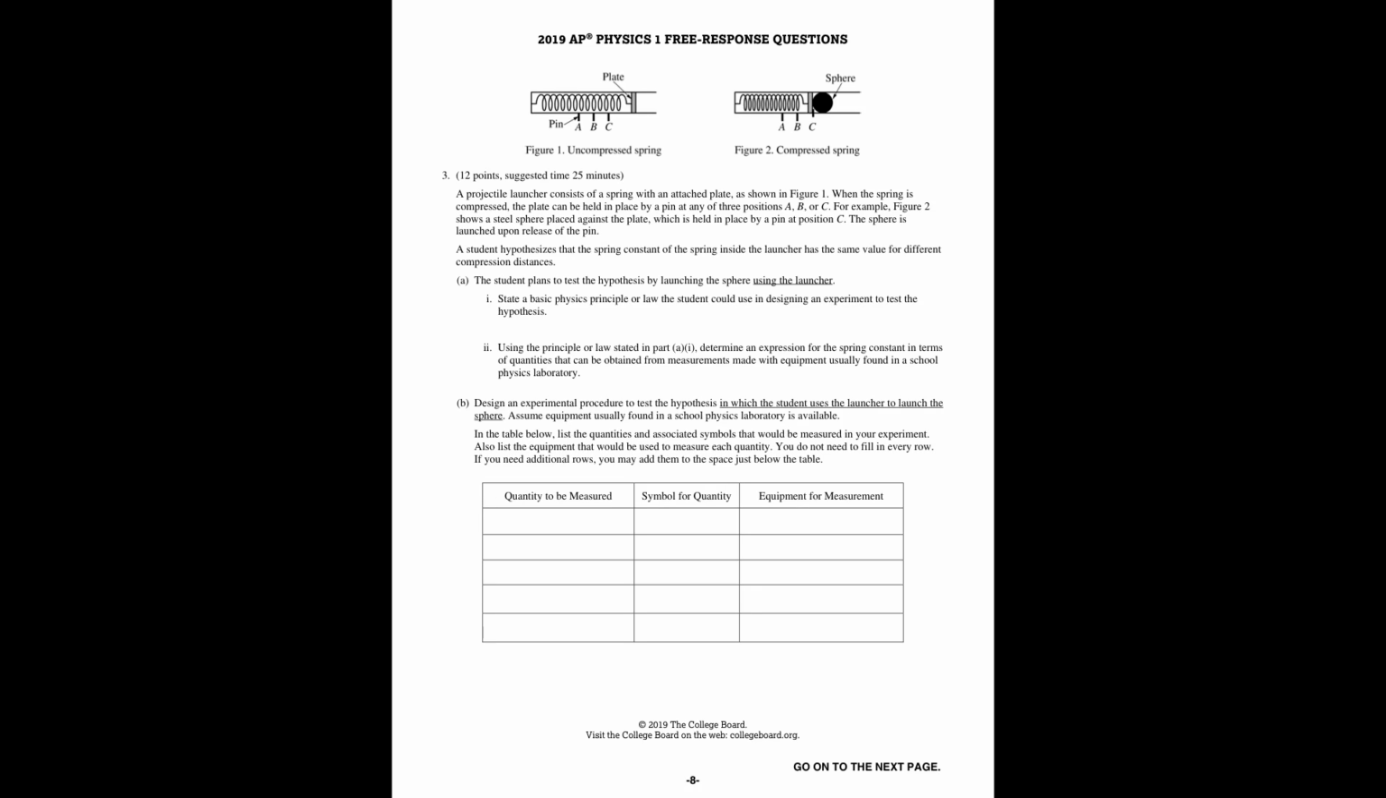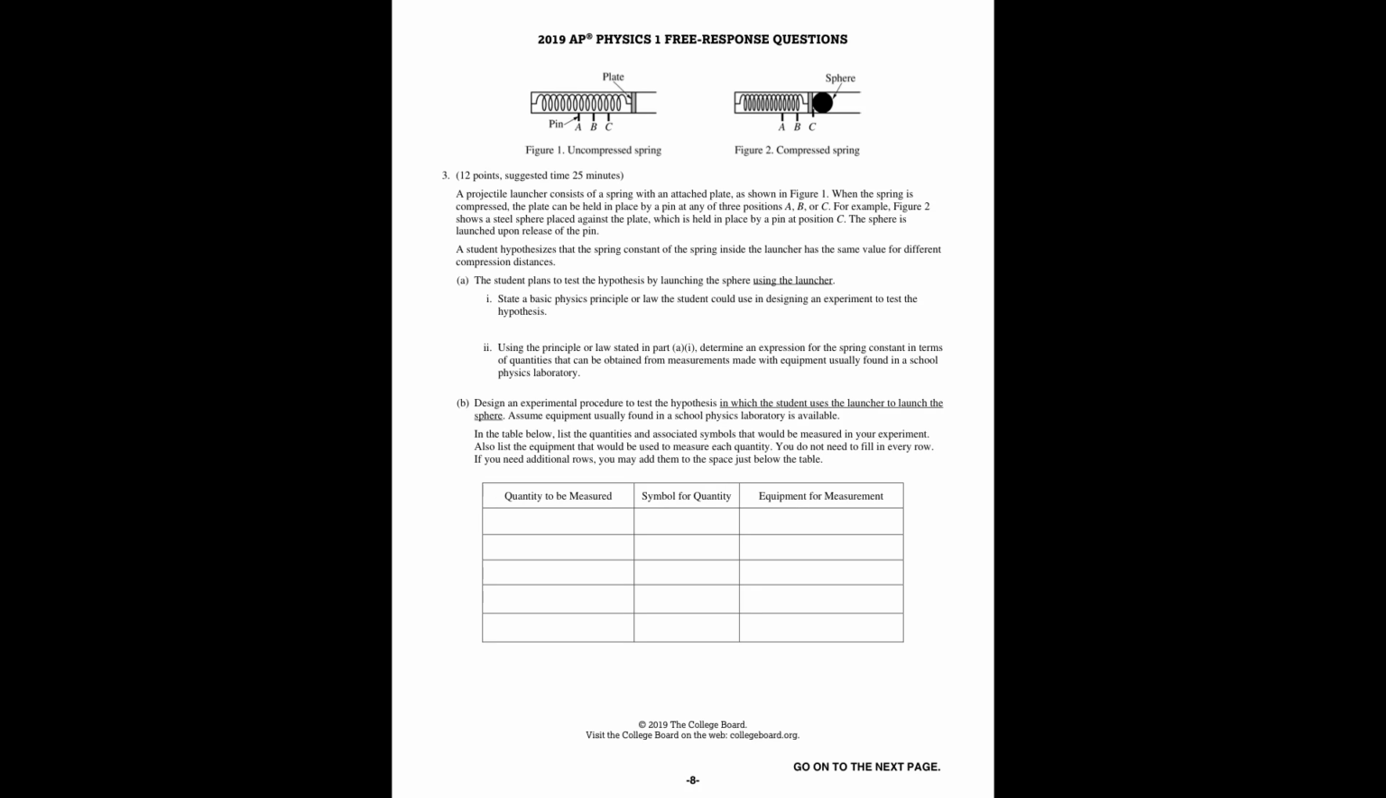When the spring is compressed, the plate can be held in place by a pin at any of the 3 positions A, B, or C. For example, figure 2 shows a steel sphere placed against the plate, which is held in place by a pin at position C. The sphere is launched upon release of the pin. A student hypothesizes that the spring constant of the spring in the launcher is the same for different values of the compression distance. So, regardless of where I compress it to, the spring constant will be the same.